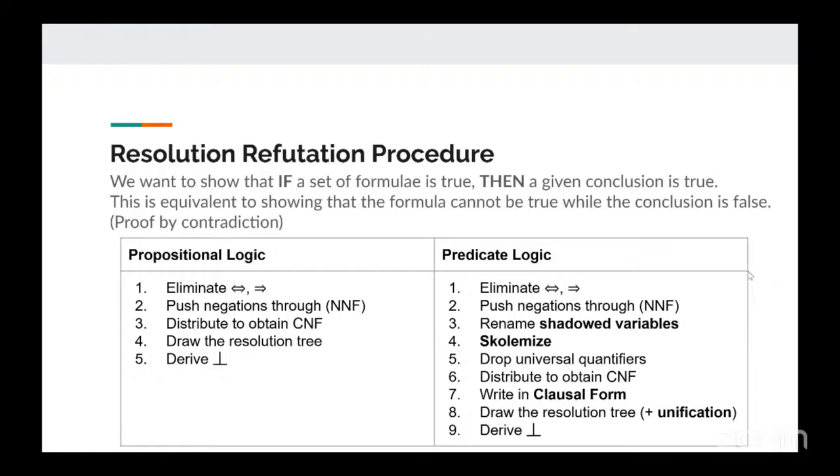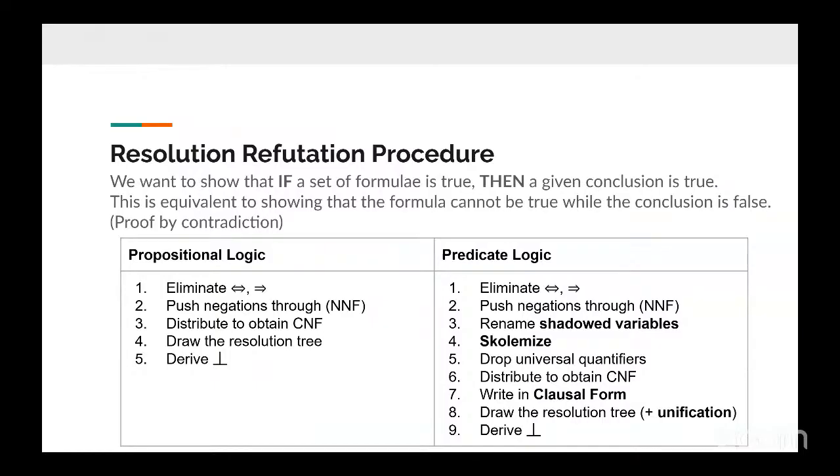So a main topic that we did in this logic section was doing all these different steps to prove something using resolution. So just as a reminder, what do we do in a resolution refutation proof? We want to show that if the set of formulas is true, then a given conclusion is true. And the way that we do that is using a proof by contradiction. Okay, so how do we do that in the different logics that we looked at?